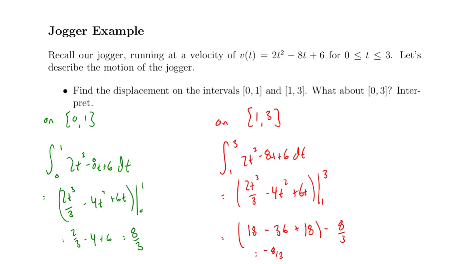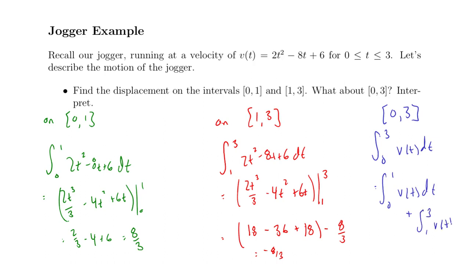All right, so then this last one should be really easy, right? Because it's the integral from 0 to 3 of this thing. And what you'll notice is that that's really the integral from 0 to 1 plus the integral from 1 to 3. And I already have those things. So it's 8/3 minus 8/3 equals 0.